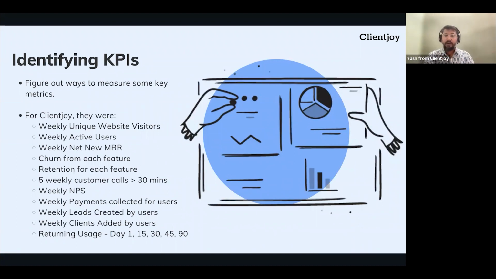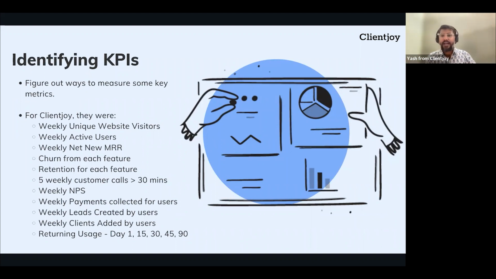But when we started with the product, these were some of the metrics that we were measuring. Weekly unique website visitors, how many new people came to the website every week, how many active users are there on the product, how much net new MRR were we able to generate. So net new MRR is MRR of the current month minus MRR, so monthly recurring revenue of the previous month, minus the churn that happened in the current month, plus the number of new subscriptions that you sold in the current month, right?